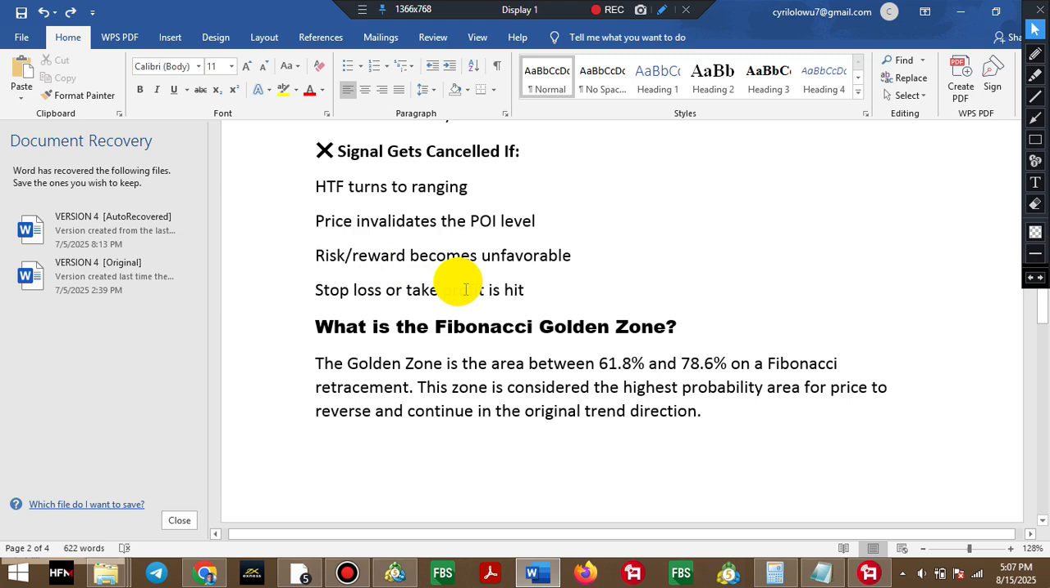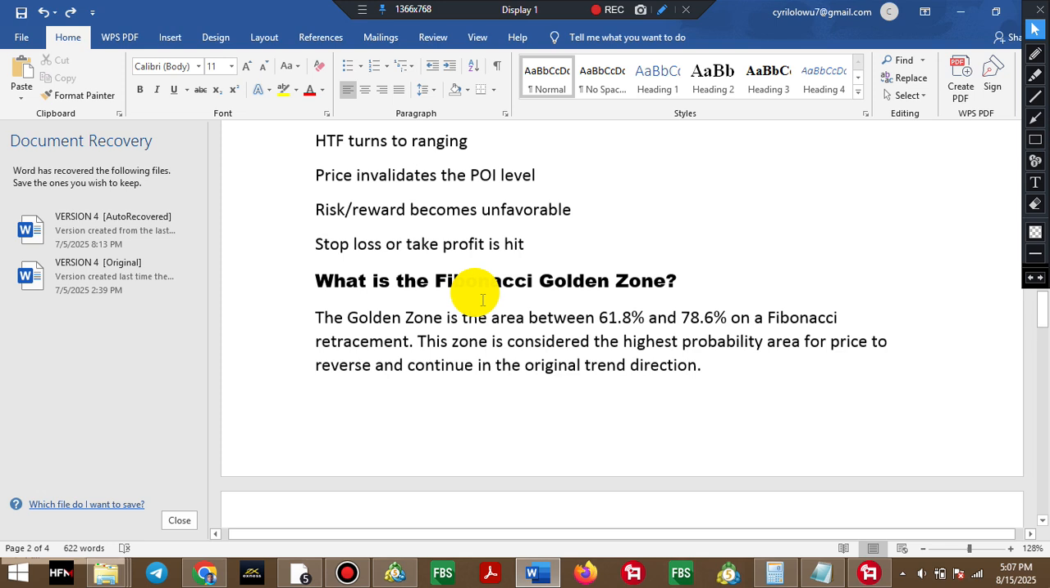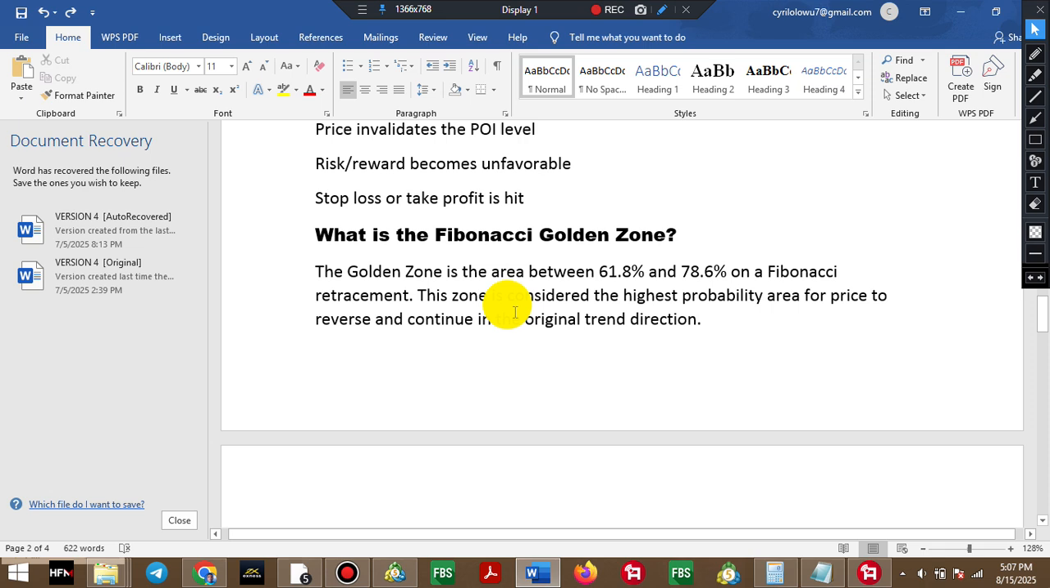Then stop loss hit or profit hit. If the stop loss is hit, definitely you're out of the market, right? And if it hits the TP, it won't generate any other signal. What does that mean by stop loss? If after calculating everything, it notices that where the stop loss is supposed to be, price has already got into that zone, it will definitely cancel that signal and then start calculating another move entirely. So this is how the software figures out its own signal, right?